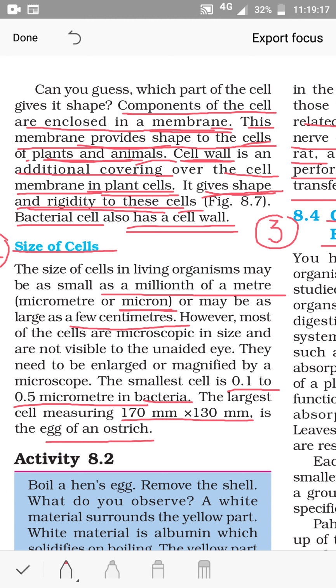I will give you an idea of the size of a micron. You have the idea of 1 millimeter; if 1 millimeter is divided into 1000 parts, one part of it is called 1 micron. So you can understand how small these are. A size of 0.1 to 0.5 micron is found in certain bacteria, whereas big cells, like 170 millimeter by 130 millimeter, are the size of an ostrich egg. So a cell may be big like that, or very small, like a few microns.